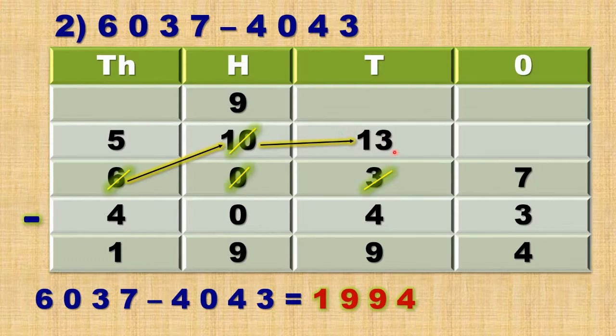Now we can subtract 4 from 13. So 13 minus 4, we got 9 tens. Next in hundreds place, we have to subtract 0 from 9. So 9 minus 0, we got 9 hundreds. Now last, thousands place, we have to subtract 4 from 5. So 5 minus 4 is equal to 1. We will get 1. So students, the final answer is 1994. The difference between two numbers is 1994.